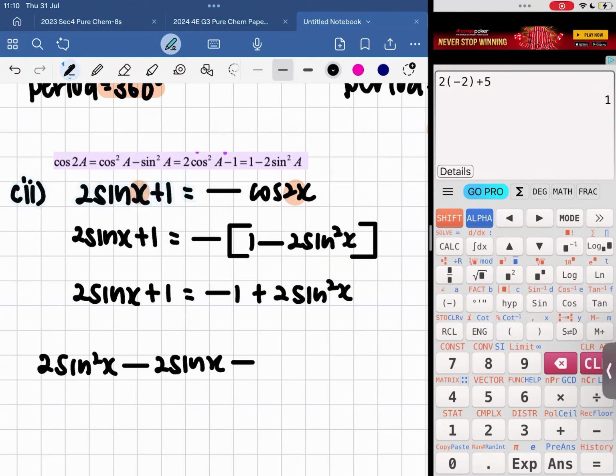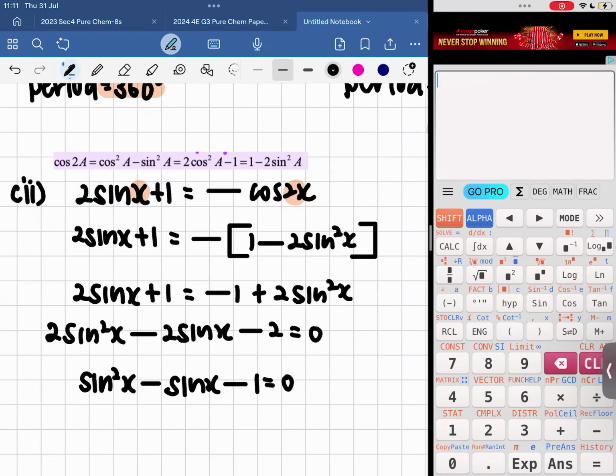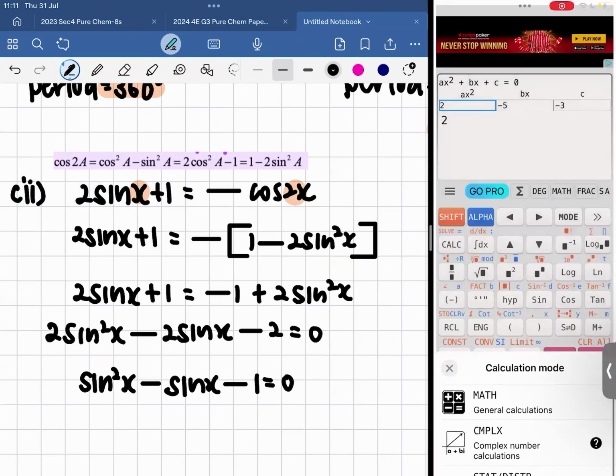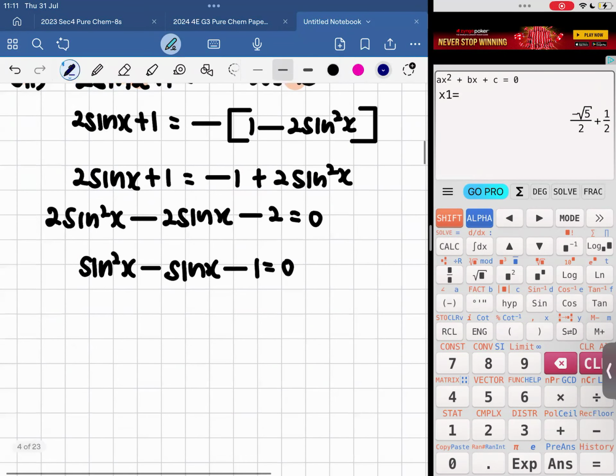This is minus 2 equals 0. All right, so you divide the entire thing by 2 since the right side is 0. So just simplify it: sine squared x minus sine x minus 1 equals 0. Okay, I'm going to cheat with my calculator. Majority of the time, I get the nice answer from here. But when I look at this, oh goodness me, why is it like this? So you got no choice. How will you do this? You got to solve with the quadratic formula.